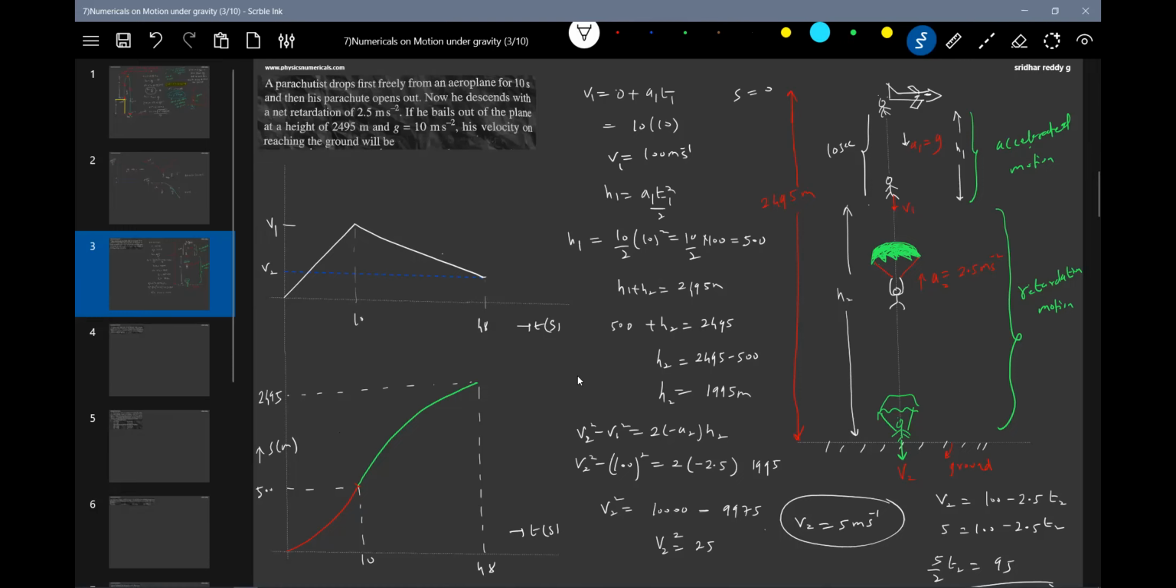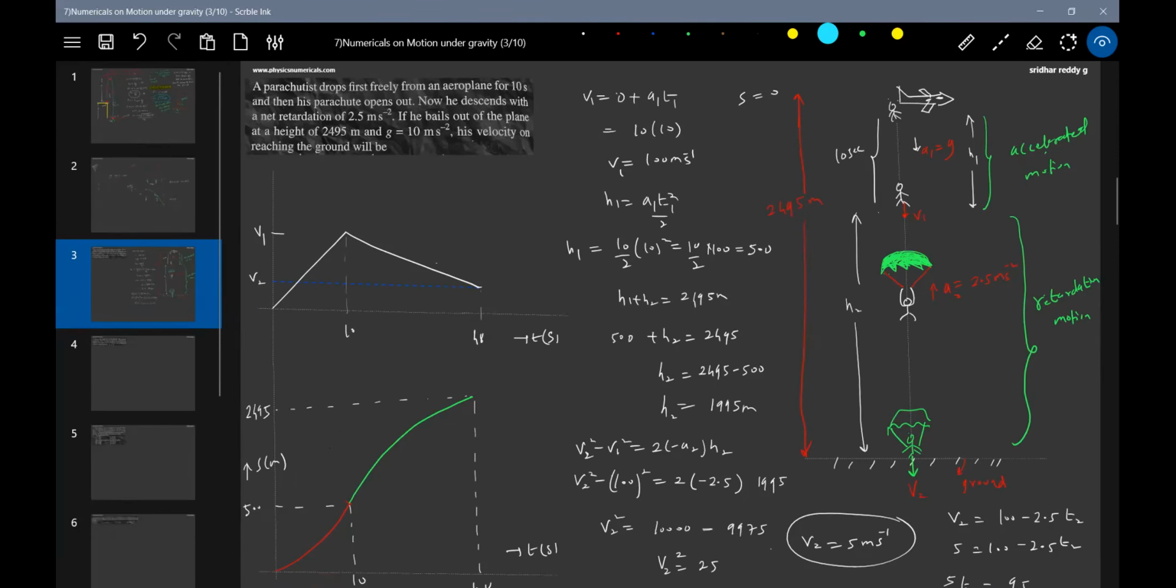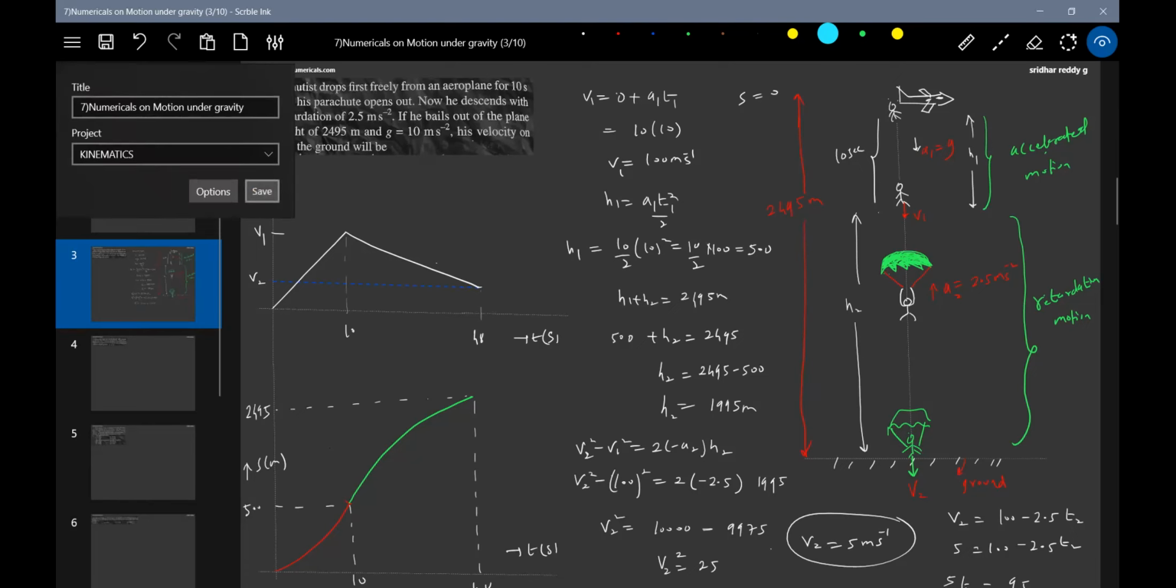Okay, you see all the graphs. No, it will not change direction of motion. It is only a first acceleration, then retardation. In every problem, you must draw all the possible graphs.